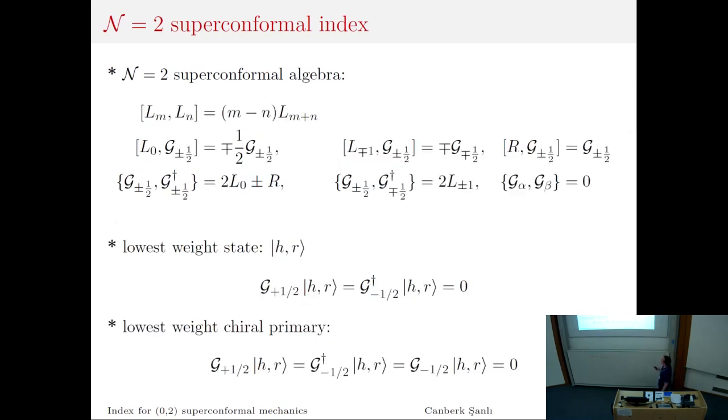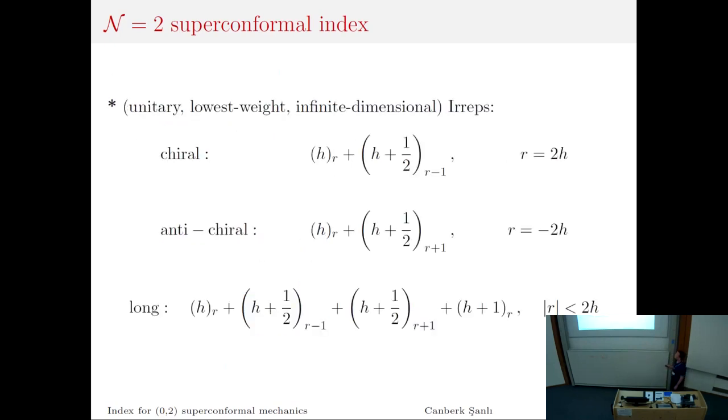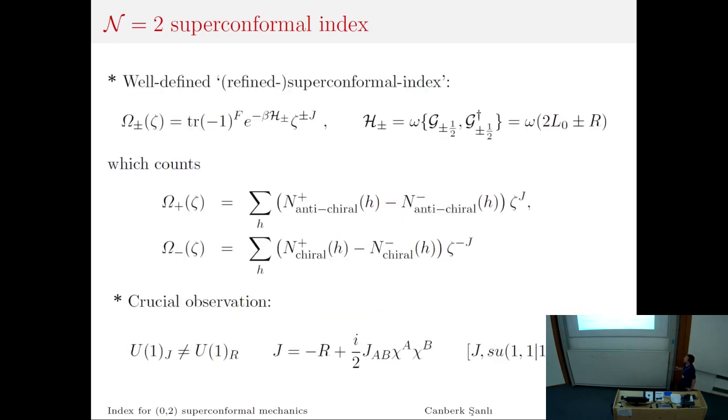Okay, once we are in this basis, very nicely we obtain a discrete spectrum consisting of chiral and antichiral multiplets, and we also have a long multiplet, which is just the combination of those two. So, at least before finishing the talk, let me give you the index. So this is the index.